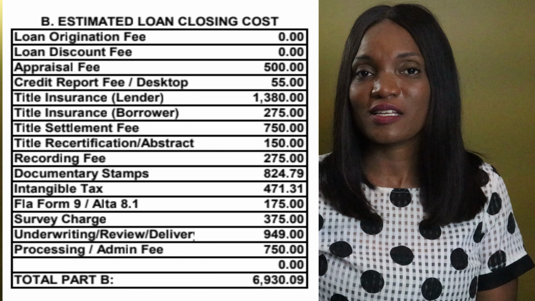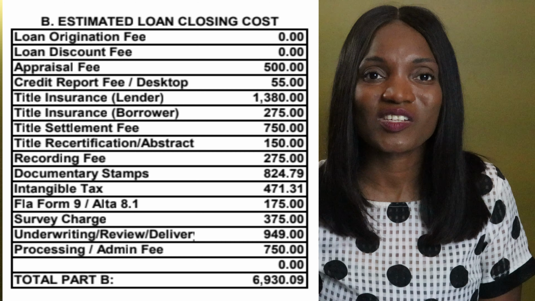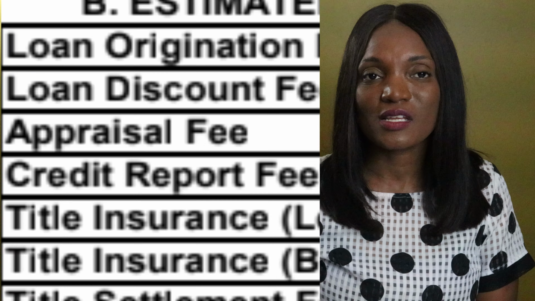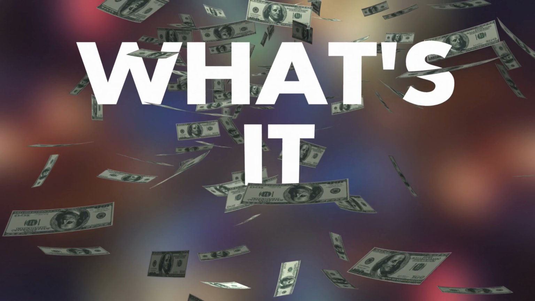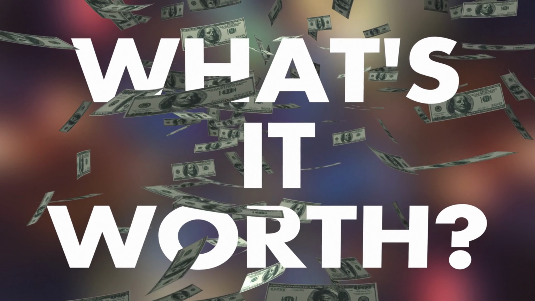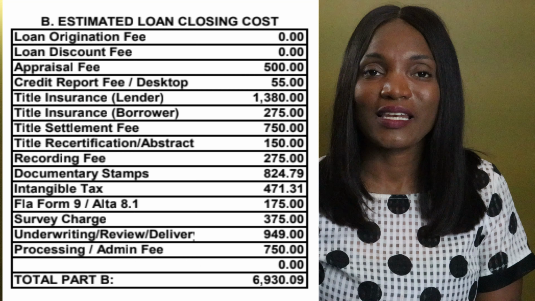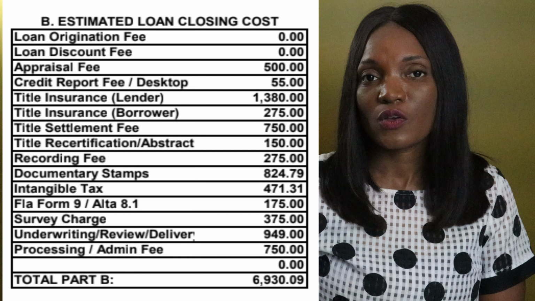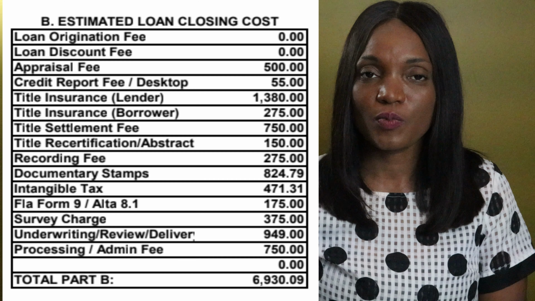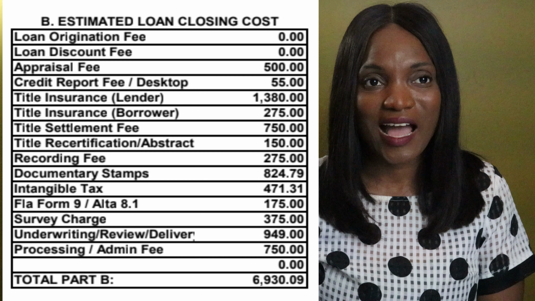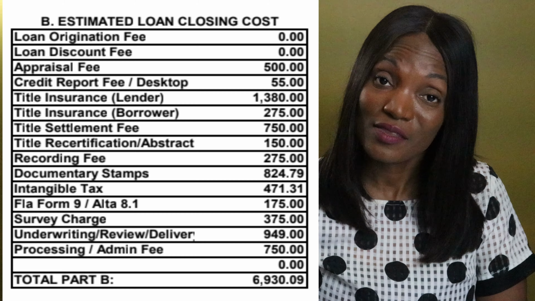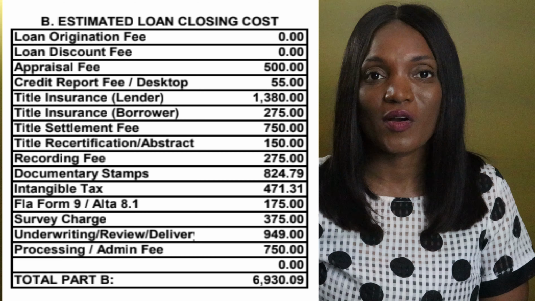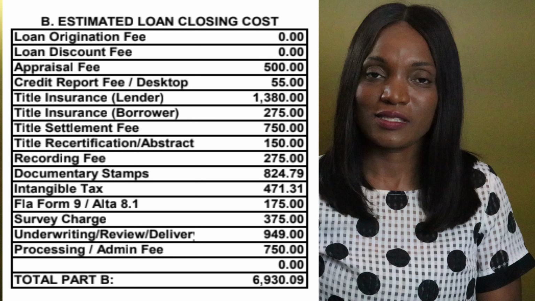For this particular transaction, the buyer paid $500 for the appraisal. The appraisal is used to determine what that property is worth. What you need to understand is that when you're taking a loan, the loan amount will not be more than what the property is worth. So if the appraiser goes out to the property and the property is appraised at $210,000, that is how much the bank will actually give you for this particular house.